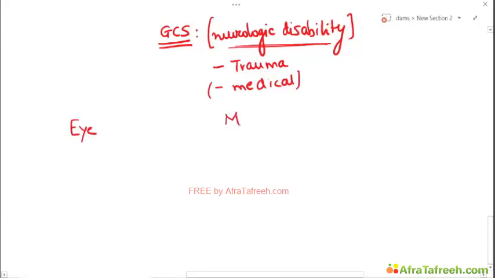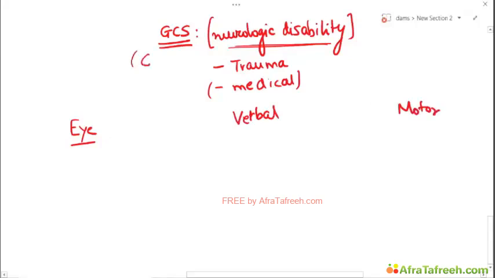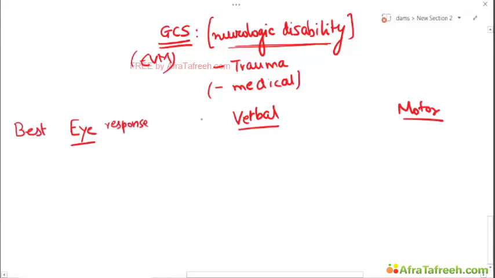Eye, motor. I would say it would be easy to remember that verbal comes first, and then motor. So it has EVM. Okay. I would like to add further, this is the best eye response, the best verbal response, and the best motor response elicitable. Okay. It's not just any eye response once you give a stimulus. It's the best one we have to record.